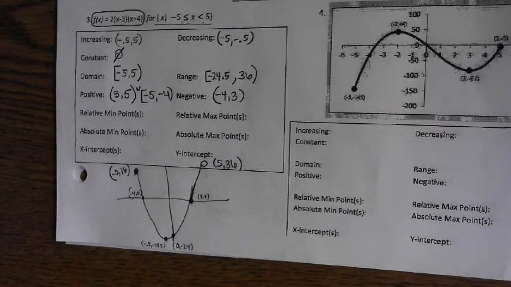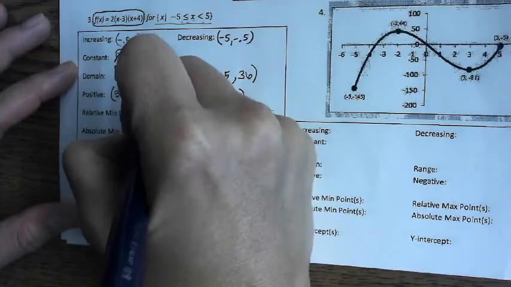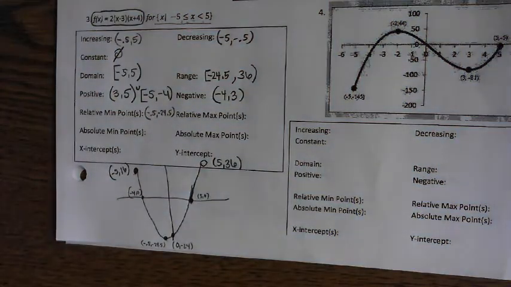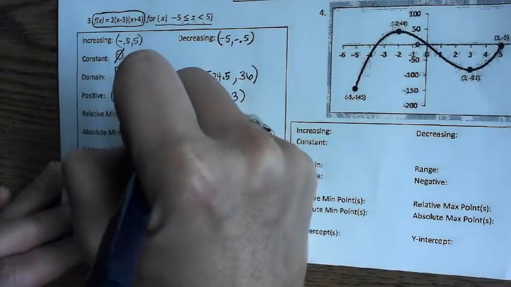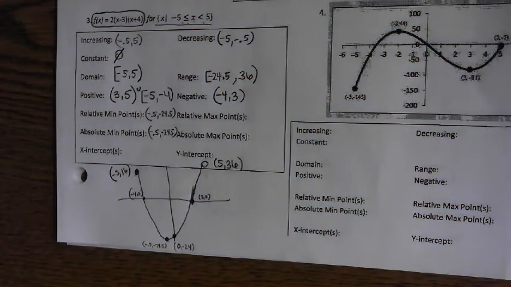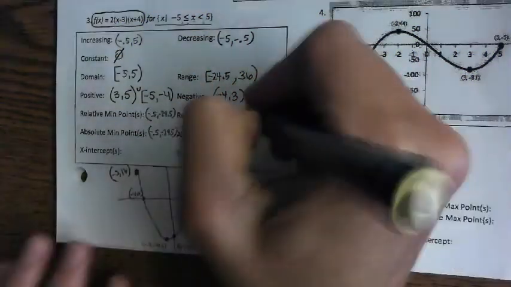Relative minimum point. Jason? -0.5. Yep. Good. Absolute minimum. Kate? Yep, same thing. Happens to be. It's not always, but it happens to be here. Relative maximum, there is none.